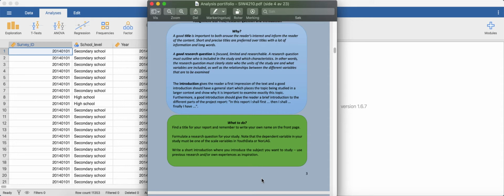Formulate a research question for your study. Note that the dependent variable in your study must be one of the scale variables in youth data or NOLAG. So it has to be a scaled one, the dependent variable. Write a short introduction where you introduce the subject you want to study. Use previous research and or experiences as inspiration.